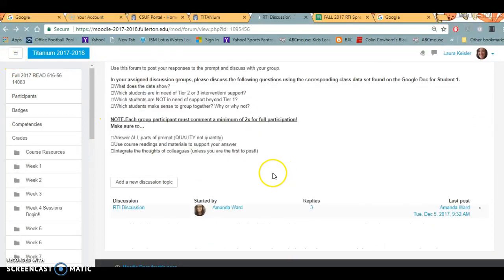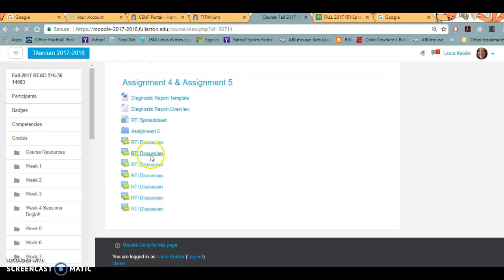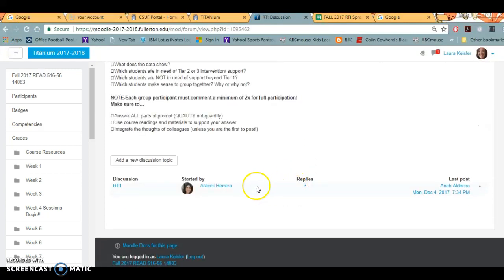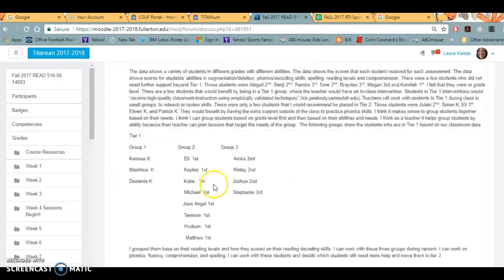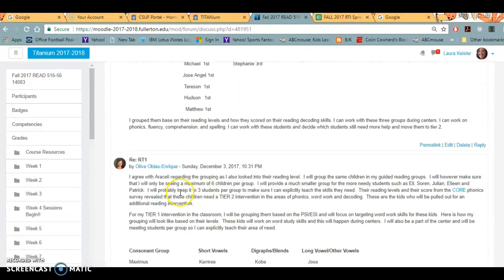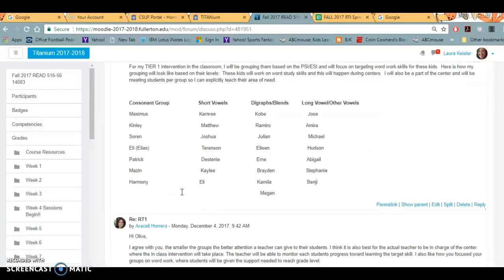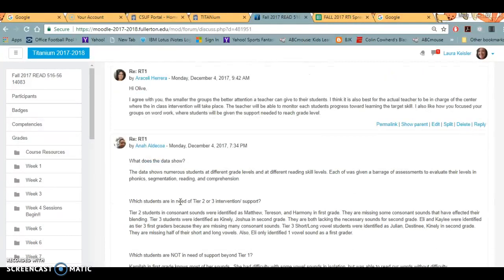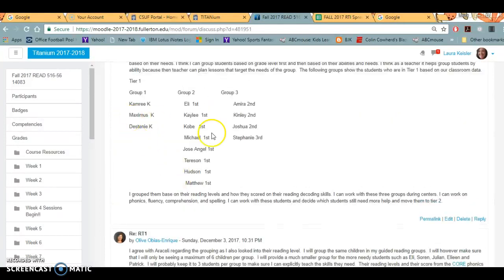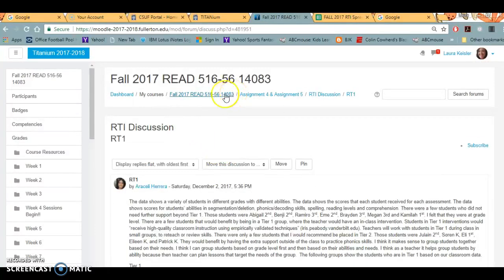So if I was working on this assignment now, I would go through and I would see what some of my classmates have done in terms of their grouping, right? So you've all put them in groups and you've all given rationales for why you think they should be in those groups. So go ahead and see if you agree, get some ideas, take a look at the data, and really get a feel for what is represented in that spreadsheet.